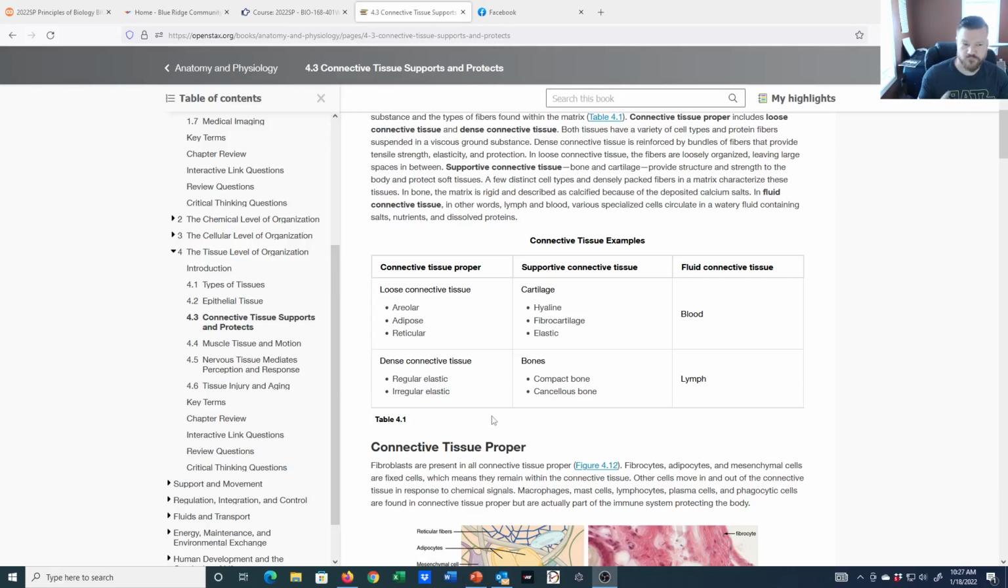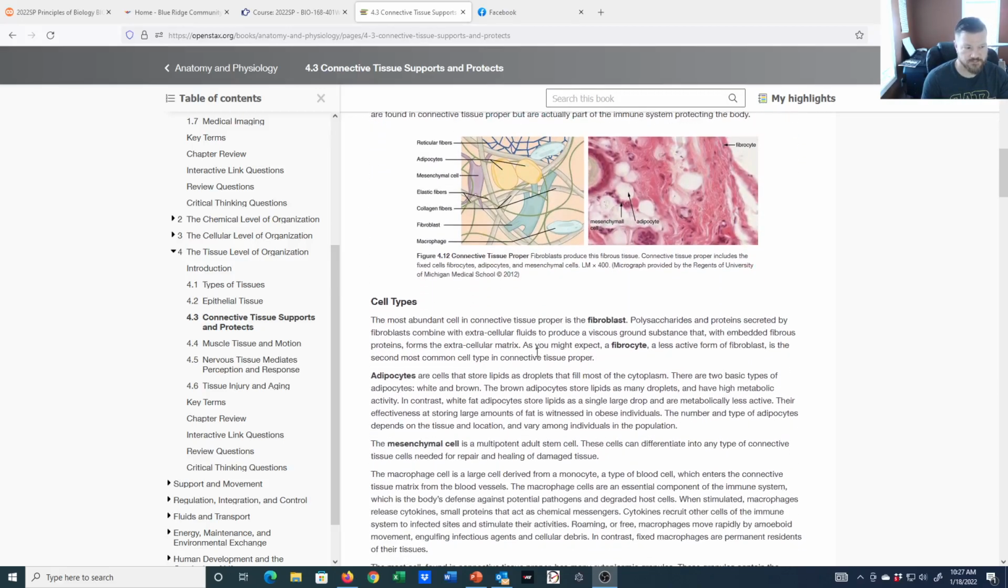Some connective tissues have more, right? So adipose tissue doesn't have as much ECM as maybe bone does. Your bone is almost all extracellular matrix. There's some small cells in there that would secrete the extracellular matrix, but it's pretty much all ECM, right?